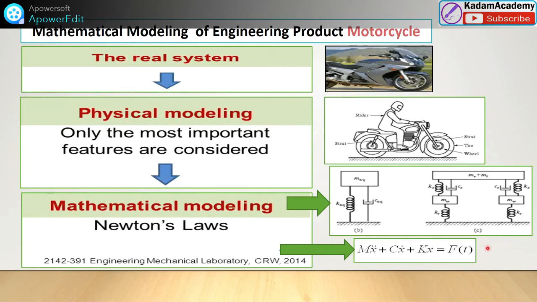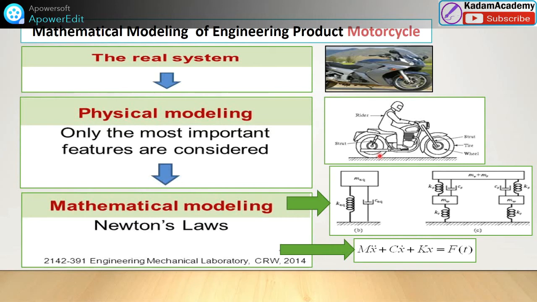The F of t means what? The excitation. This road is an uneven road, and due to this uneven road, some excitation will be created in the bike. So for this type of uneven road, we have to consider this excitation. But what will happen here?